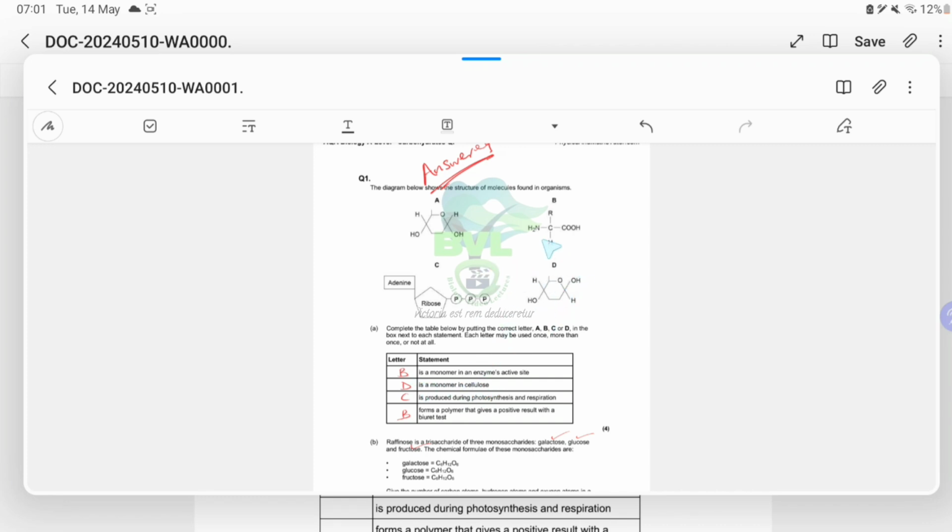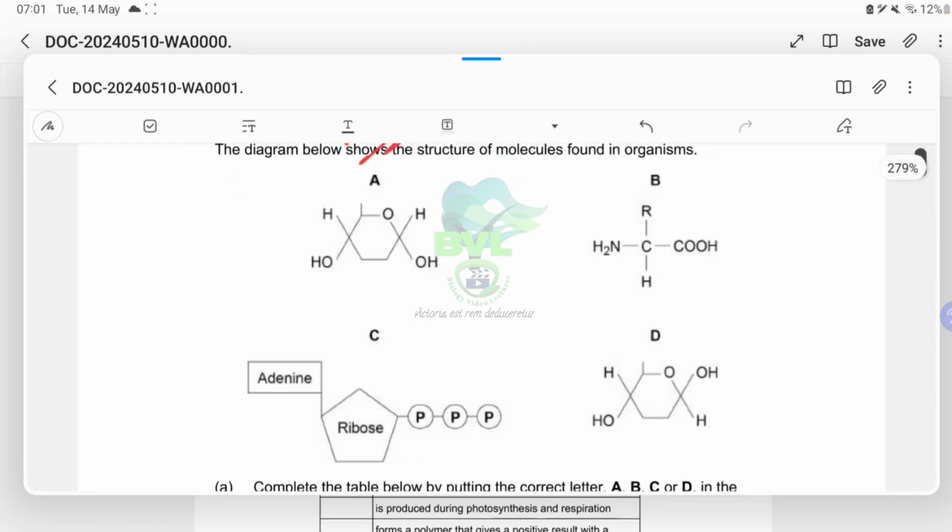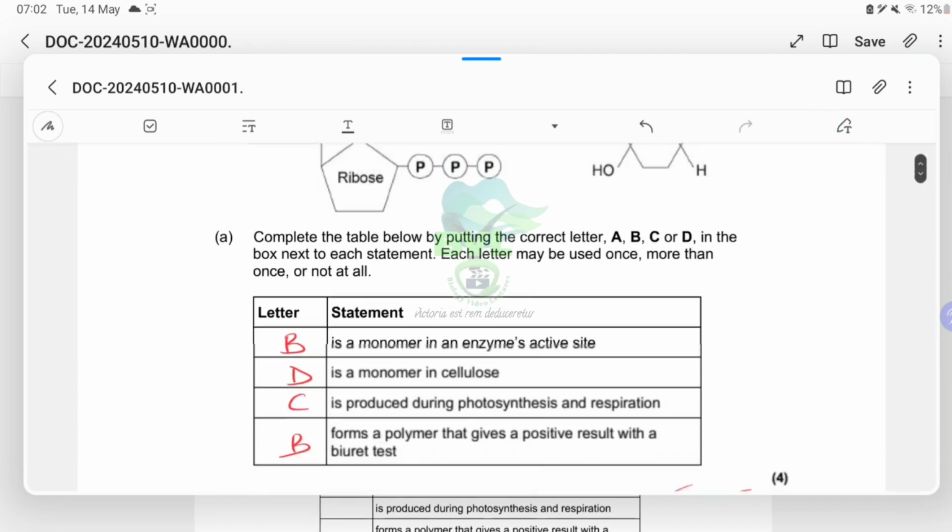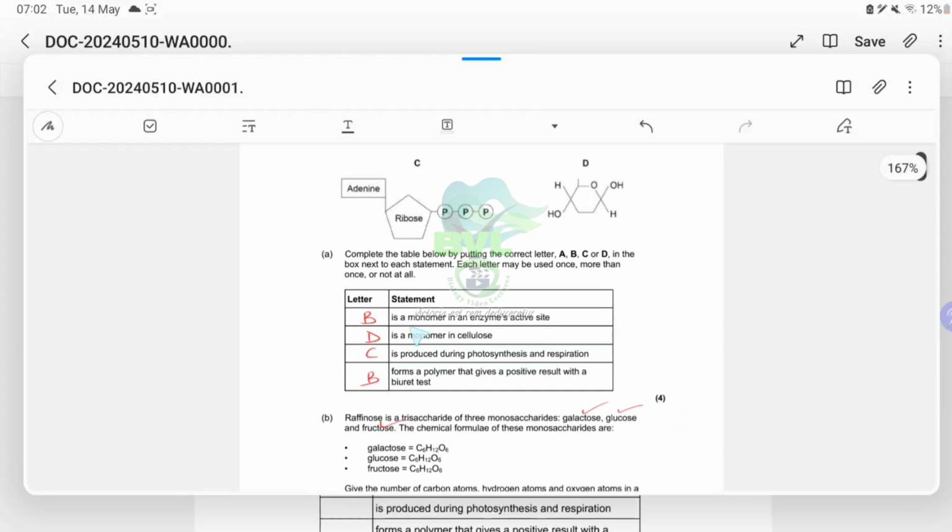This one says D is a monomer in cellulose, and that is this. Now, why is this cellulose? You know that cellulose is made from beta glucose, and that's what you're seeing here, because this OH hydroxyl group is rotated, it's flipped. If it were alpha glucose it would look like this one, but this is beta glucose. That's something you don't want to forget. So that explains why this is D.